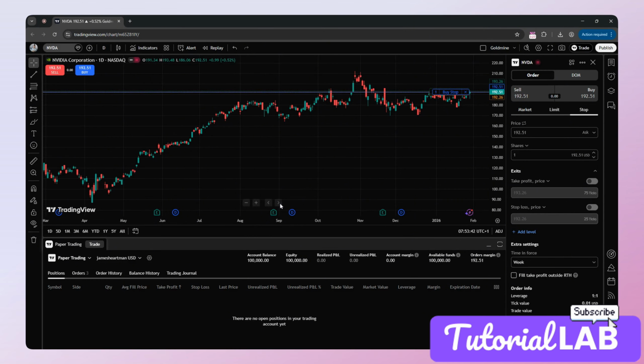To sum up, we open the trading panel, pick our account, right-click on the chart, choose an order type, set our risk, and then place the trade. Once we get the hang of this, Tradingview really becomes a powerful all-in-one tool for trading. So let's keep practicing, stay patient, and soon we'll feel much more confident using Tradingview to place trades.